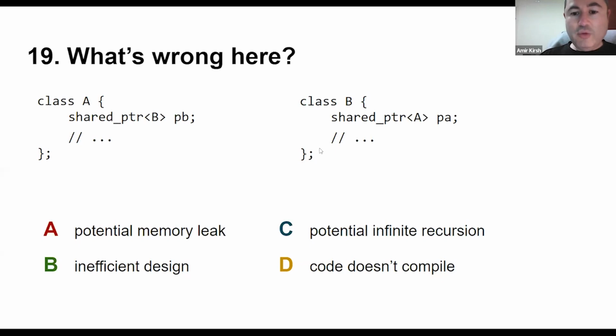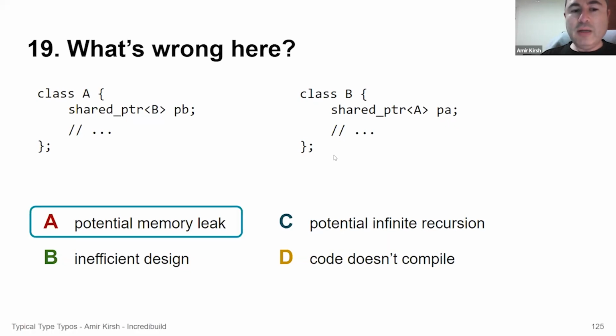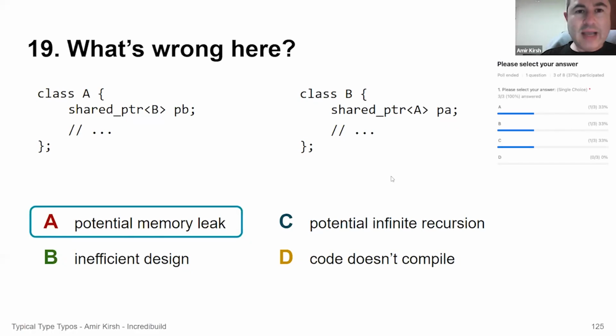Let's see the results. And nobody says D. Yeah, the code compiles. That's right. And the problem is A. We have here a potential memory leak. And the reason is that once two types hold each other with a shared pointer, they would not die because the shared pointer increases the reference counter and both would hold each other infinitely. I mean, till the process ends.